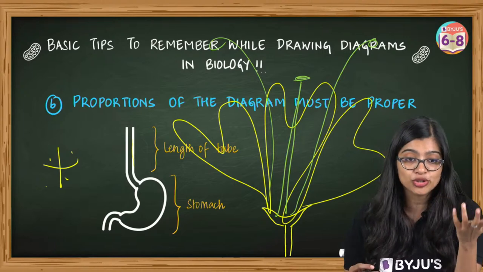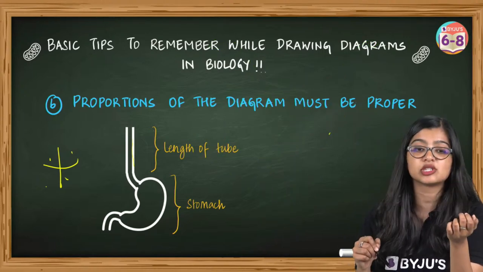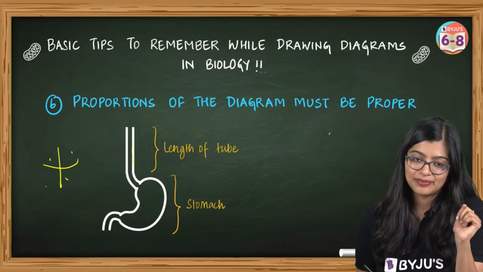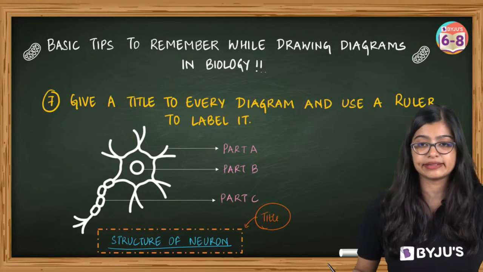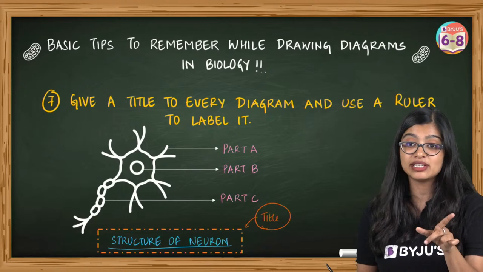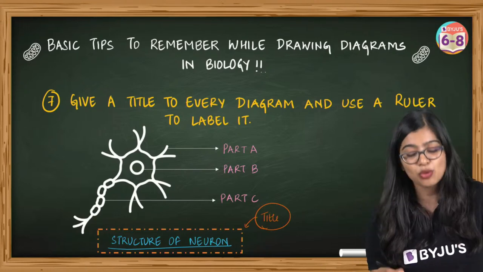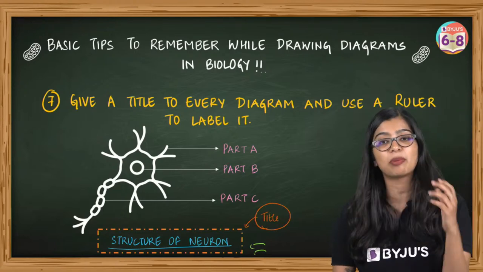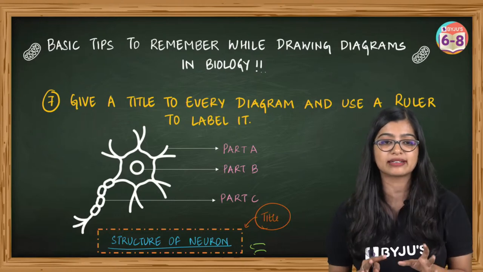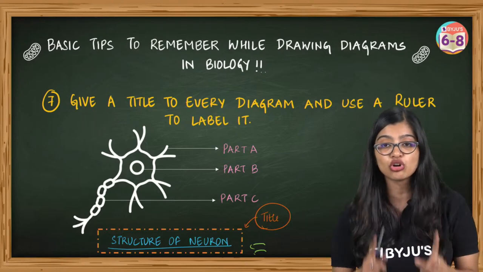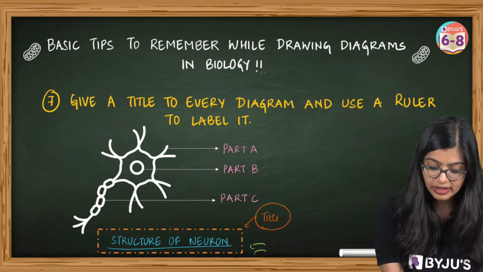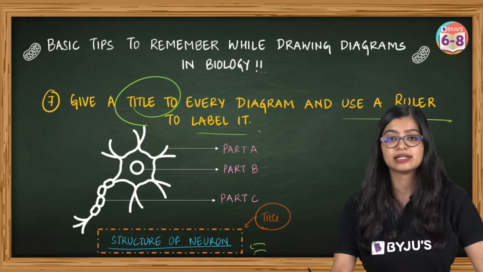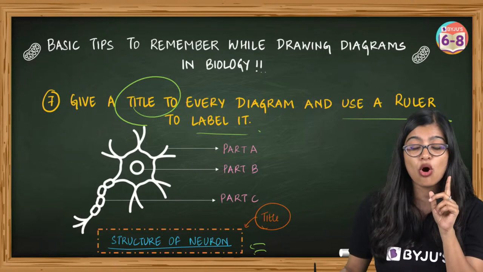So when I say proportions, it is mainly with respect to how you draw the dimensions. That is important to understand. And last but not the least, and this is something I as a teacher will always check, is to have the diagram labeled. If you are drawing the flower, digestive system, plant cell, animal cell, bacteria, whatever it is, you should label it and give a title. Use a title for the diagram and use a ruler to label it. These are things that as students you all should practice.